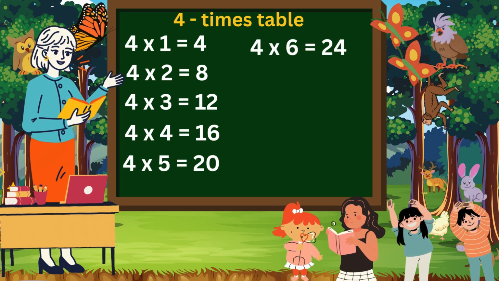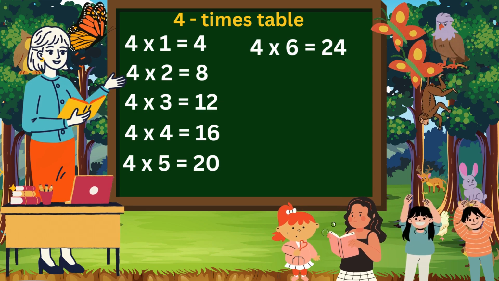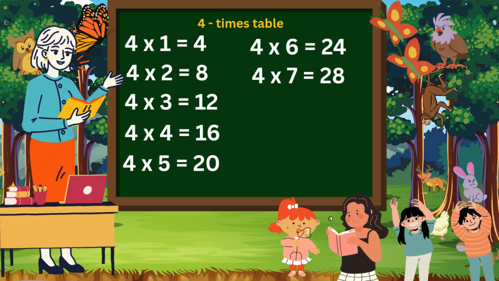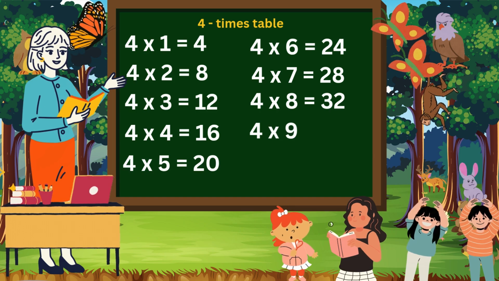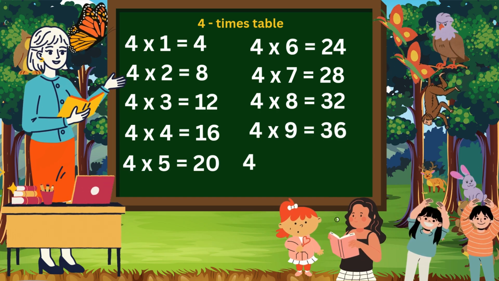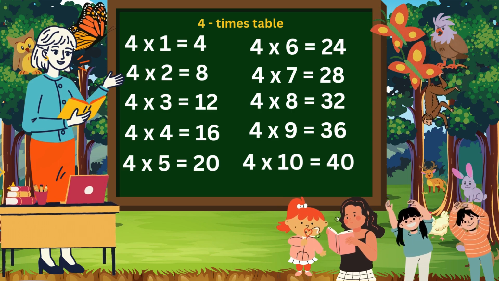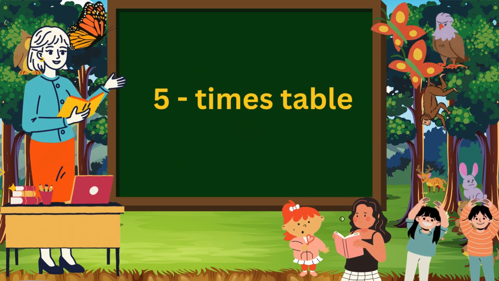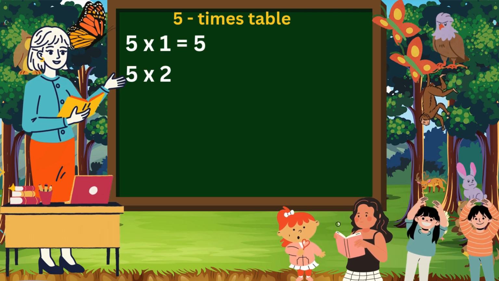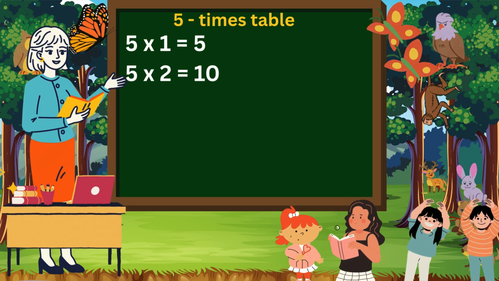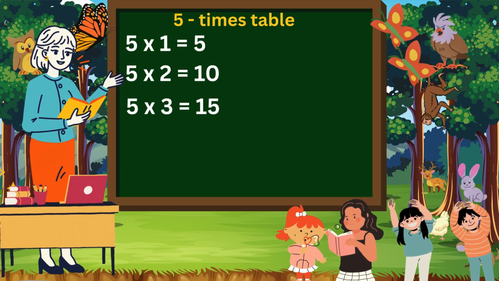4 sixes are 24. 4 sevens, 28. 4 eights, 32. 4 nines are 36. 4 tens are 40. 5 times table. 5 ones are 5. Clap, clap. 5 twos are 10. Boom, boom. 5 threes are 15. Clap, clap.